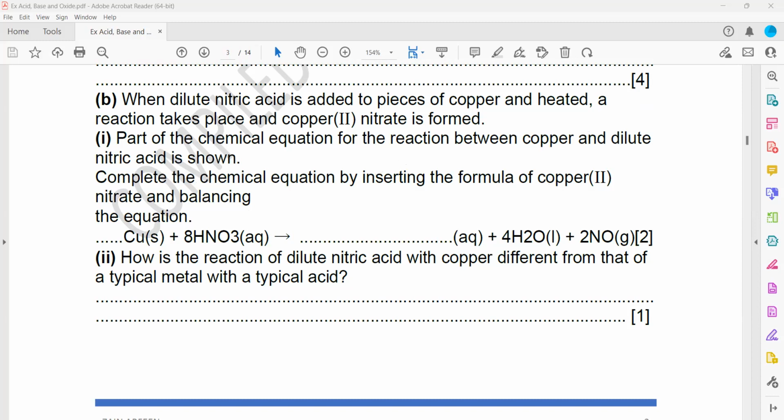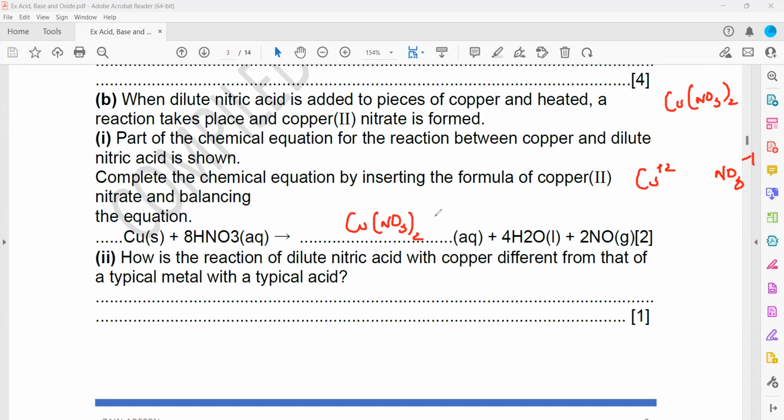So first we have to insert the formula for copper(II) nitrate. Copper(II) nitrate means the valency of the copper is +2. So for the formula, copper is +2 and nitrate, the molecular ion, is -1. When we cross multiply, the formula is Cu(NO3)2. So copper(II) nitrate is Cu(NO3)2.